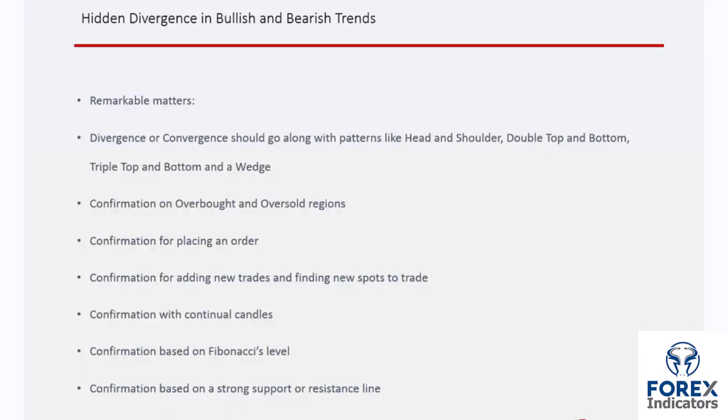Continual candles can confirm the hidden divergence signals. Fibonacci patterns can be exploited to derive confirmation on hidden divergence signals. Support and resistance lines can be exploited to obtain confirmation on hidden divergence signals.